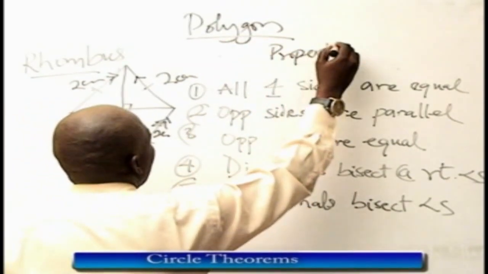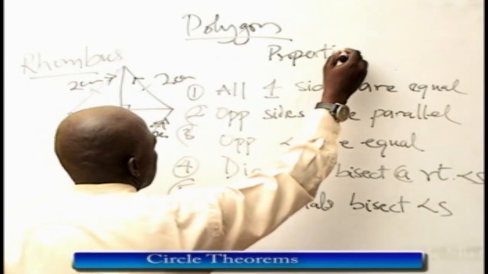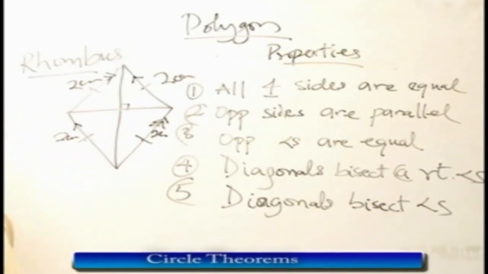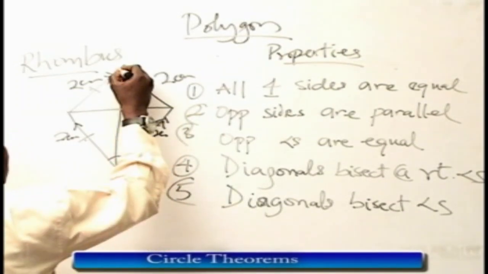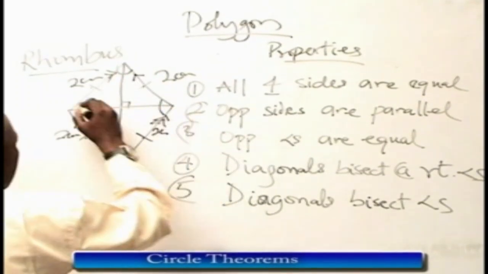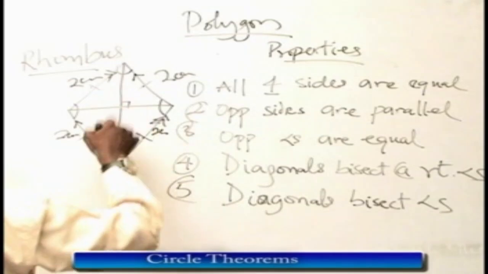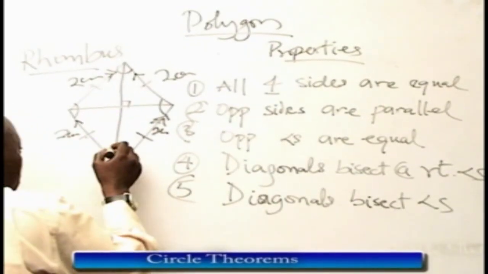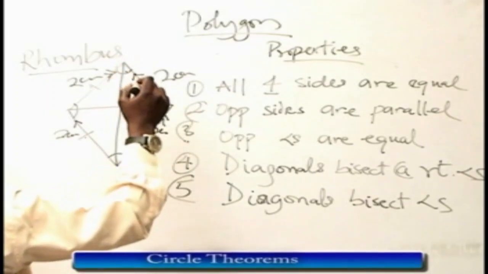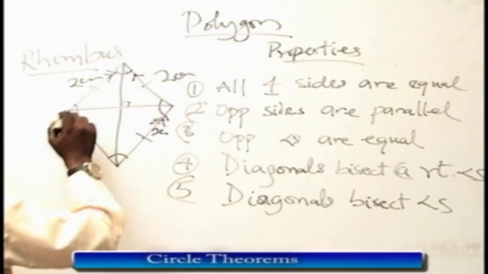These are properties of rhombus. Number three, opposite angles are equal. These are opposite angles. These two angles are opposite. These two angles are opposite. And number three property is telling us that if this one is 50, this one is 50. If this one is 130, this one is 130.